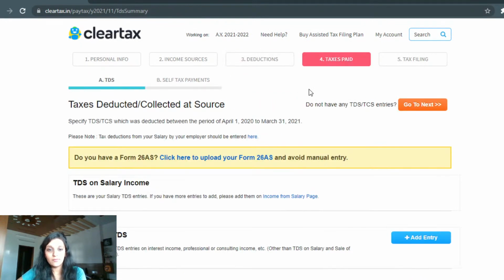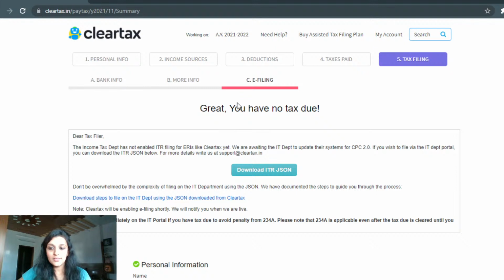Then the fourth point will be the taxes paid. You can upload your Form 26AS by clicking on this, and the entire Form 16 data will be auto captured. Then when going on to the tax filing tab, you will see that great, you have no taxes due.